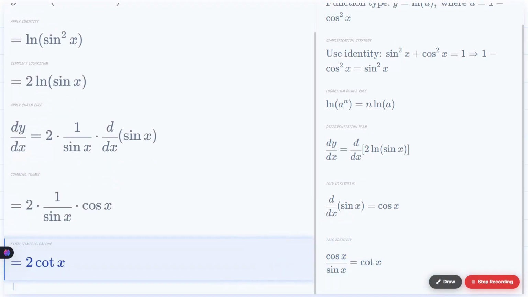We simplify the expression to 2 times cotangent x. We do this to reach the shortest answer. We replace the fraction with cotangent.